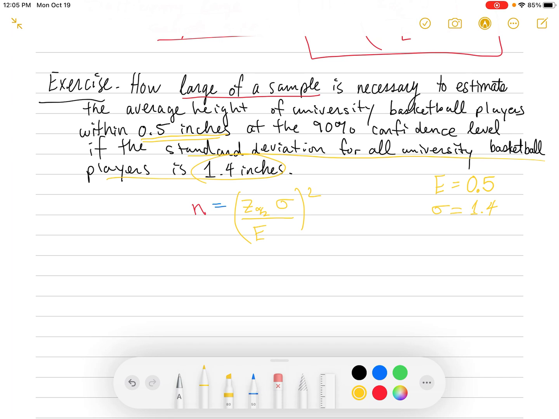So the standard deviation for all university basketball players is 1.4, right? So it's going to be 1.4. And what is the z alpha over 2, the critical z-score? Well, we're told we want a 90% confidence level here, right? Let's make that in blue, 90% confidence level. So when you want 90% confidence, there's a certain z-score that goes along with that. That's a z-score of, maybe you remember, 1.645.